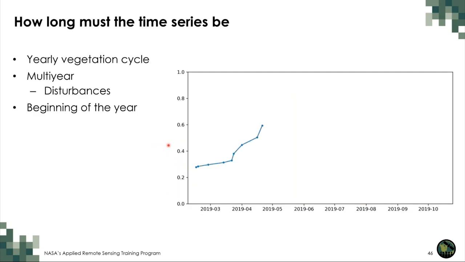In addition to that, an important factor is how long must the time series be? When can we classify the features on the ground? Do we have to wait until the end of the year, or can we do the classification after 1 month or 2 months or a couple of months? And we also have to consider, are we comparing the data for this year with the data coming from previous years? So we have to see, is it enough to have the data just for the first 2 or 3 months, or do we have to have more information?